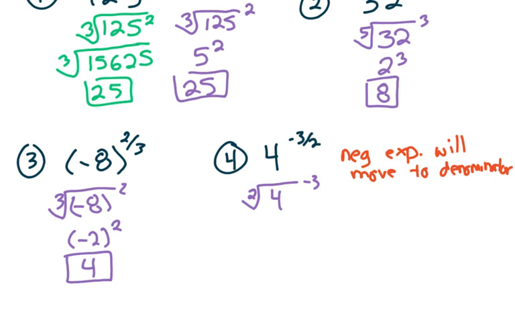The square root of 4 is 2. So this becomes 2 to the negative 3rd power. And now I'm going to use the fact that this is a negative exponent, and it moves this number to the denominator. So this is going to be 1 over 2 cubed. So we move it to the denominator, and now our exponent is positive. Well, 2 cubed is 8, so this becomes 1 over 8.